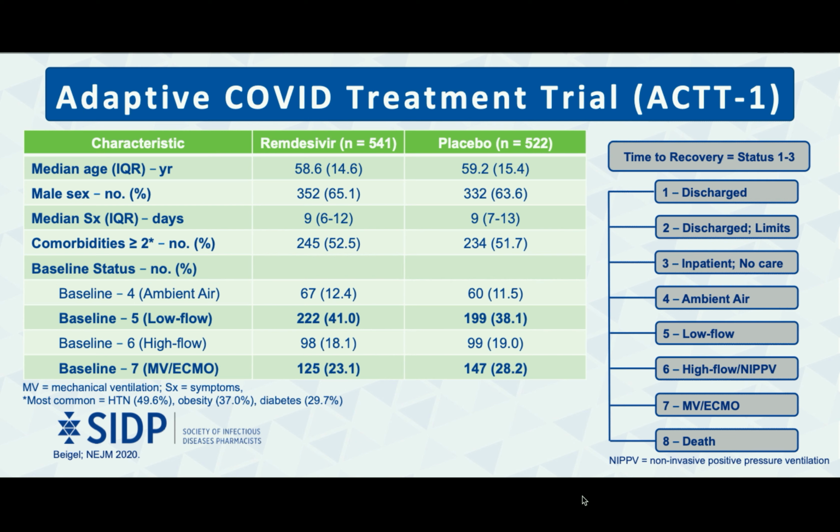The primary outcome was time to clinical recovery, which was defined as category 1 through 3 on the 8-point ordinal scale on the right. These were patients that were discharged with or without limitations on their activity, and patients that remained hospitalized but were no longer requiring ongoing medical care, primarily kept inpatient for infection control purposes.